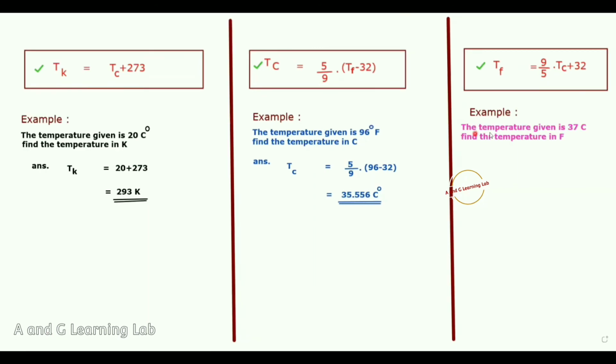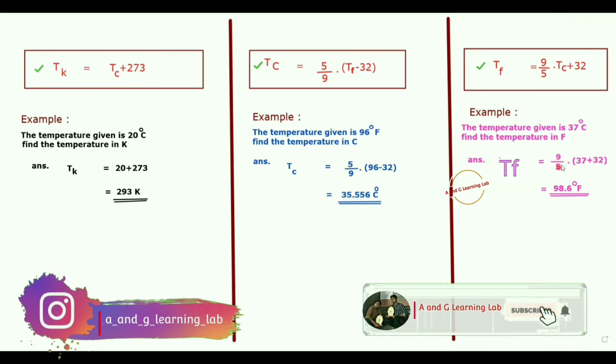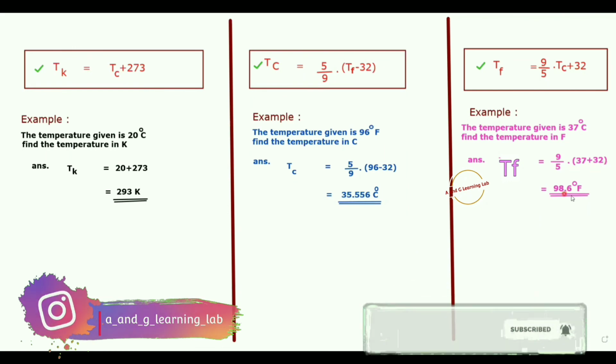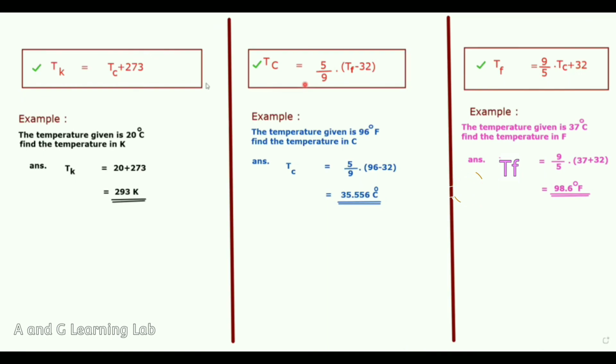Let's move to third example. The temperature given is 37 degrees Celsius and we have to find the temperature in Fahrenheit. We can use the formula Tf is equal to 9 by 5 into Tc plus 32. By substituting, we get Tf is equal to 9 by 5 into 37 plus 32, which is 98.6 degree Fahrenheit.